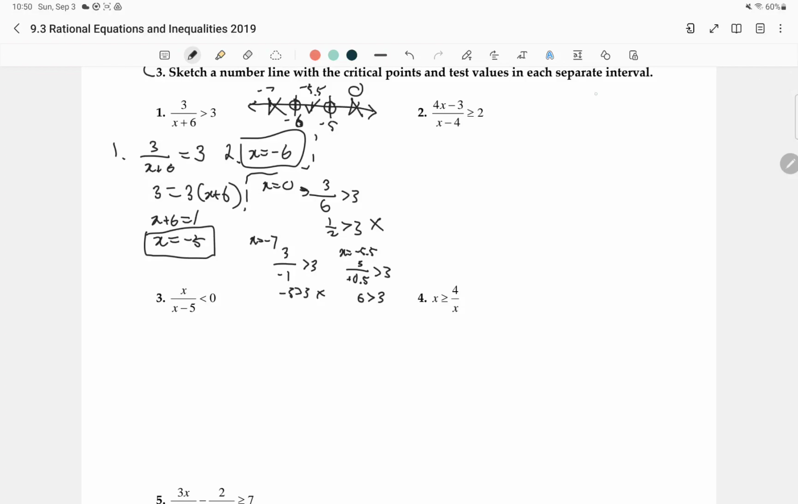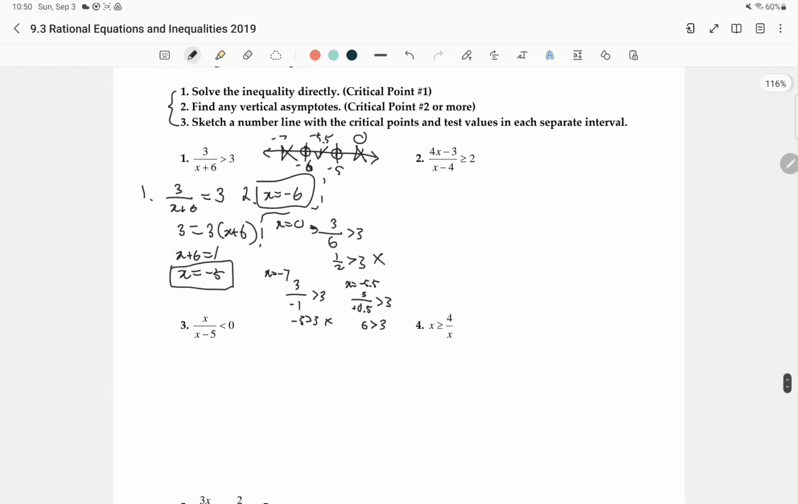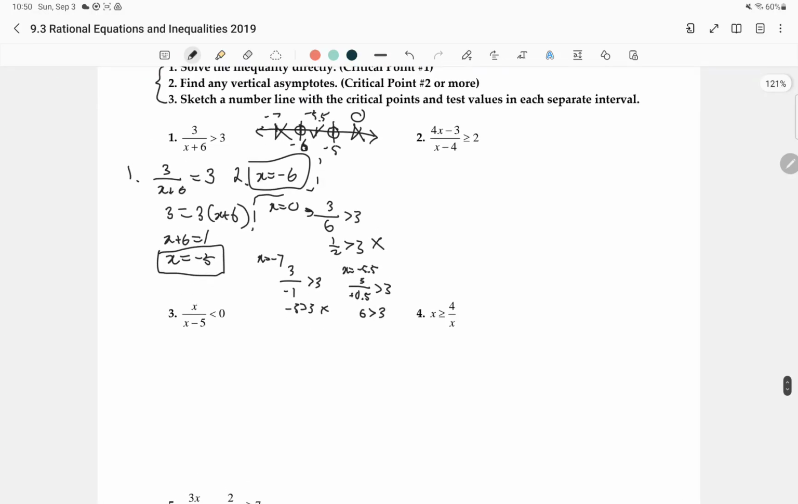interval, because it wants us to answer in interval form, we know that it's going to be x. The domain is going to be here. It's going to go from -6 to -5, and it's open on either side. This is our final answer.